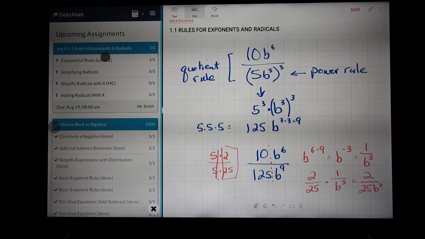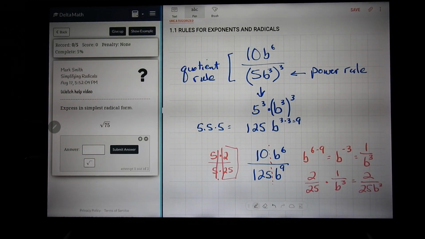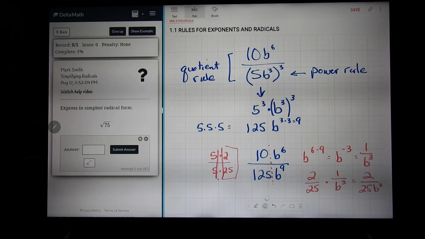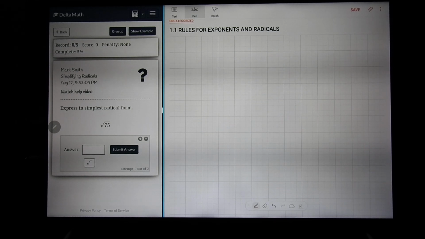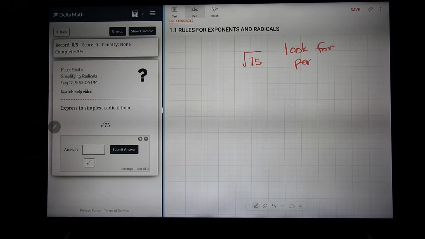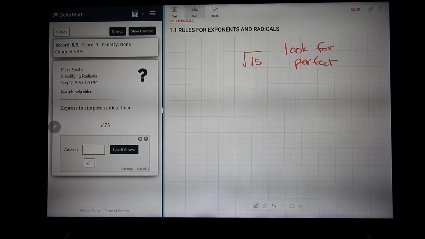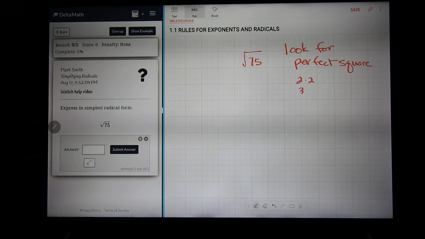Now we're going to simplify radicals. Say erase all, and simplifying a radical. Well, these are pretty simple, really. So you're looking for perfect squares. Now, if you don't remember what the perfect squares are, they're 2 times 2, 3 times 3, 4 times 4.